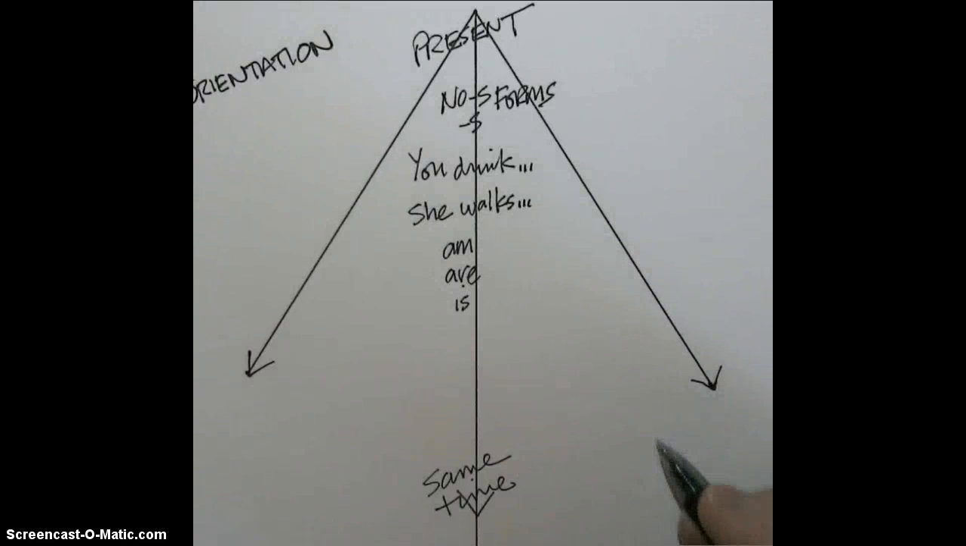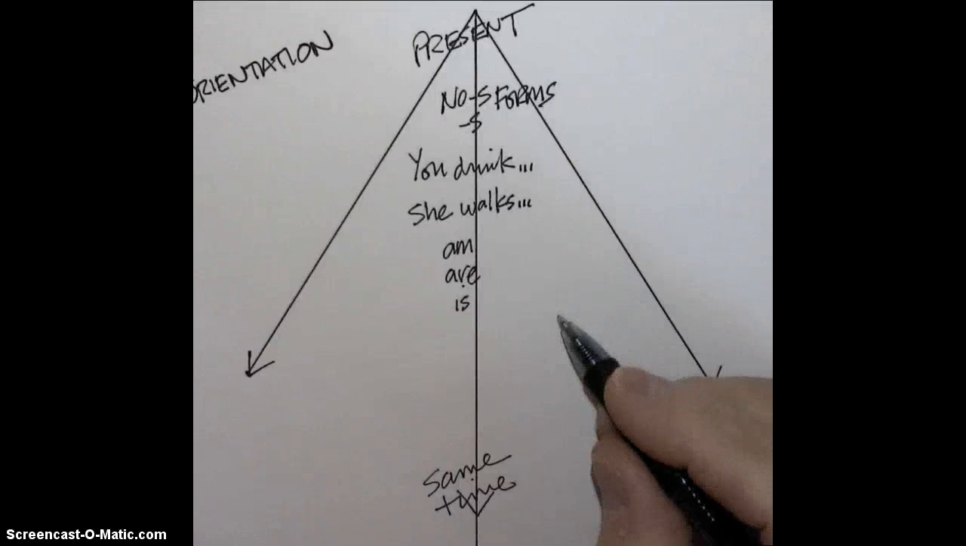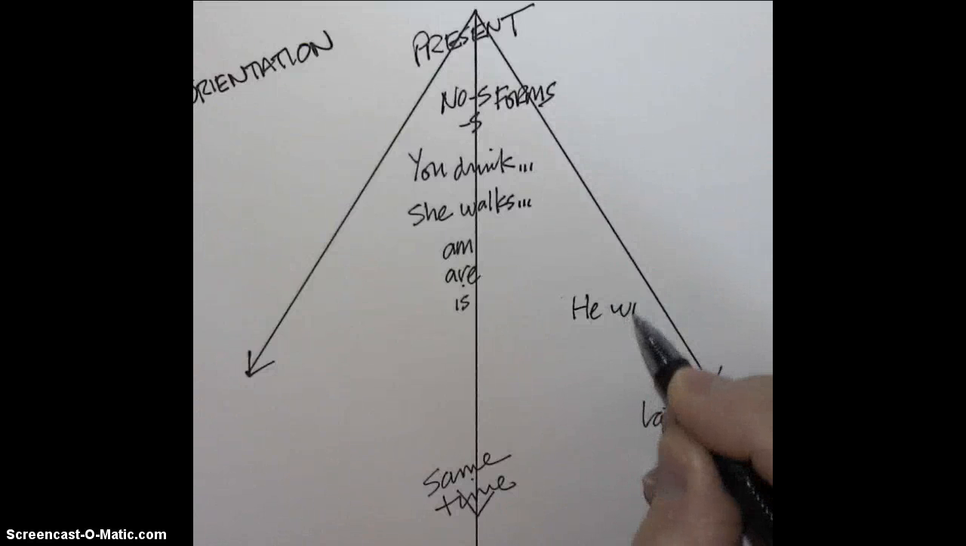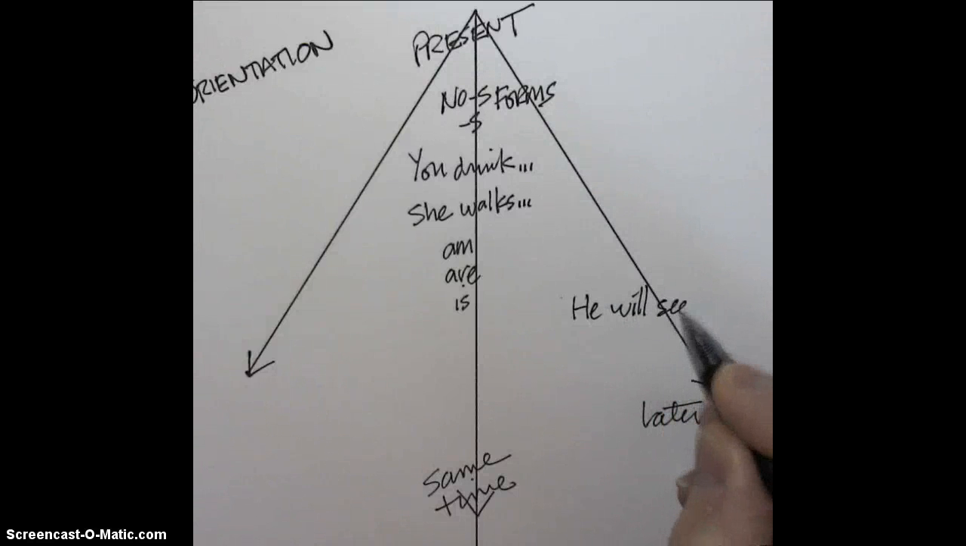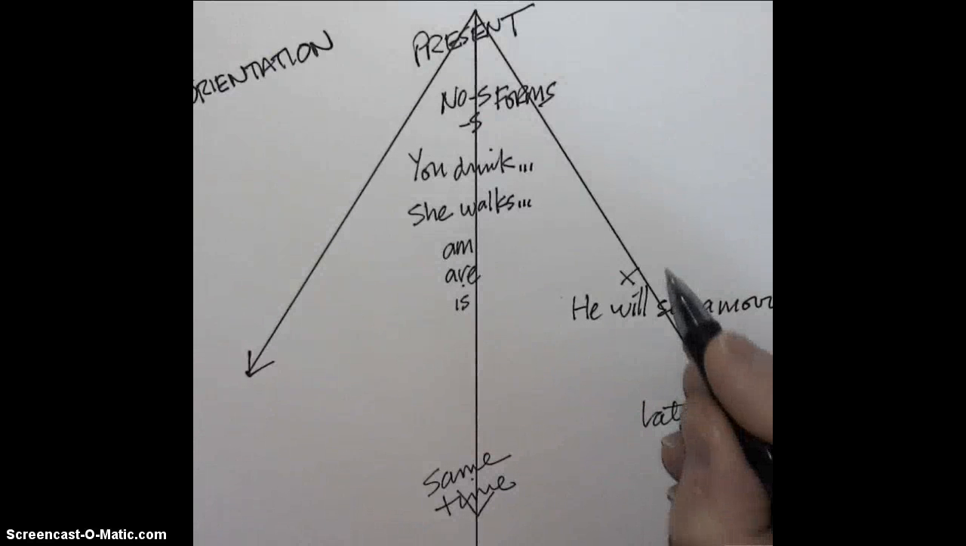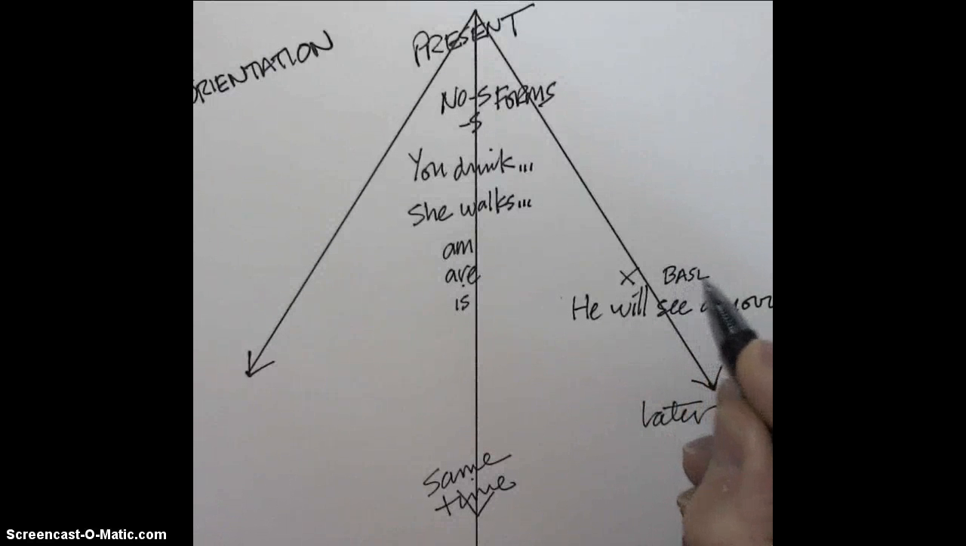So, for example, some actions can be later. I'm thinking about today, but I want to talk about something later. So I say tomorrow, for example, he will see a movie. Or tomorrow they will go to a baseball game. To talk about the later, we're going to use the X word will together with the base form.